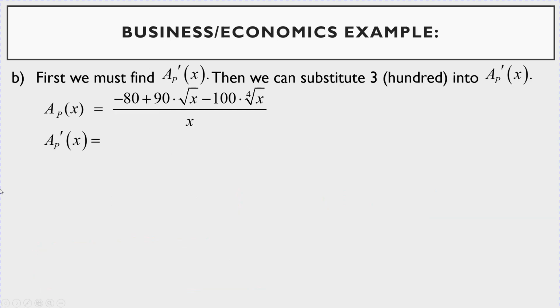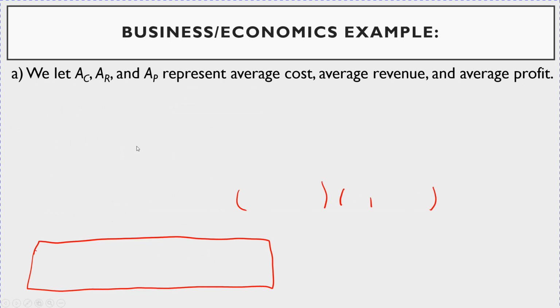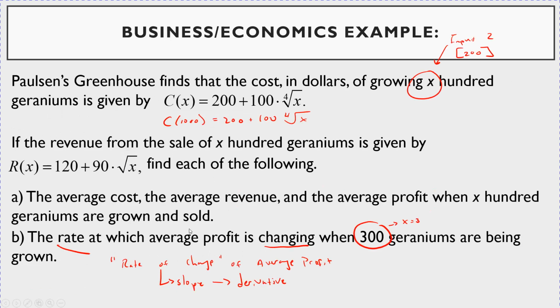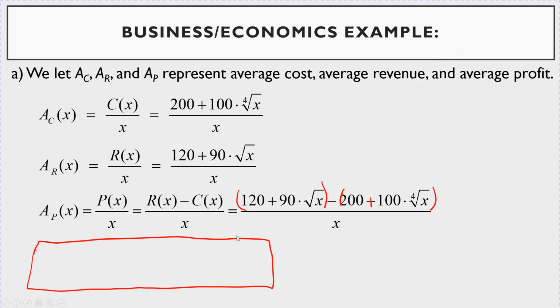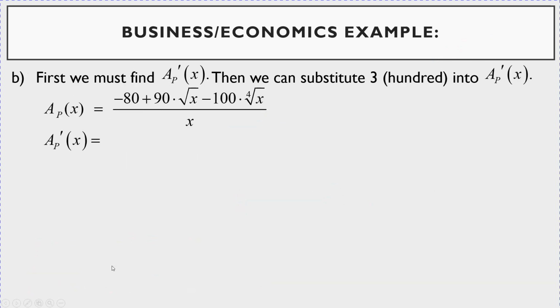All right, so the next one said, let me just go back. The next one said, find the rate at which average profit is changing. Okay, so I need to find the derivative of this function right here. So first we must find the derivative of the average profit function and then substitute 3 into it, and that'll tell us the average rate of change. Okay, so to do this, you're going to need the quotient rule to find this derivative.